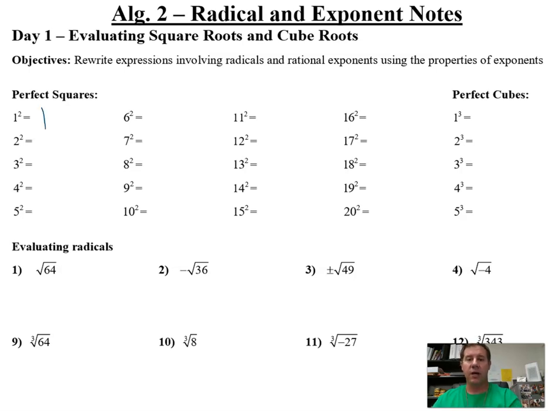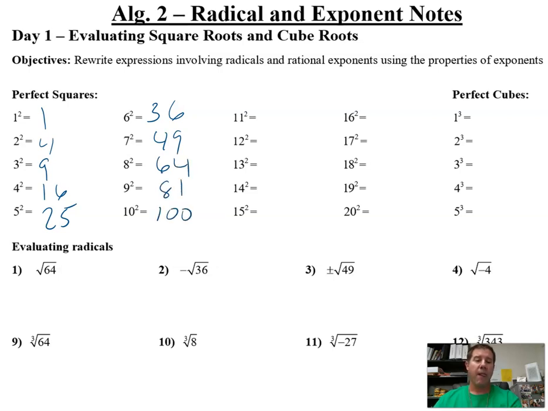1 times 1 is 1. And 2 times 2 is 4. 3 times 3 is 9. 4 times 4 is 16. 5 times 5 is 25. And usually people are shouting right along. Everybody's all excited in class. They're going to town. 6 times 6 is 36. 7 times 7 is 49. Everybody knows these. 8 times 8 is 64. 9 times 9 is 81. 10 squared is 100. 11 squared is 121. And 12 squared is 144.